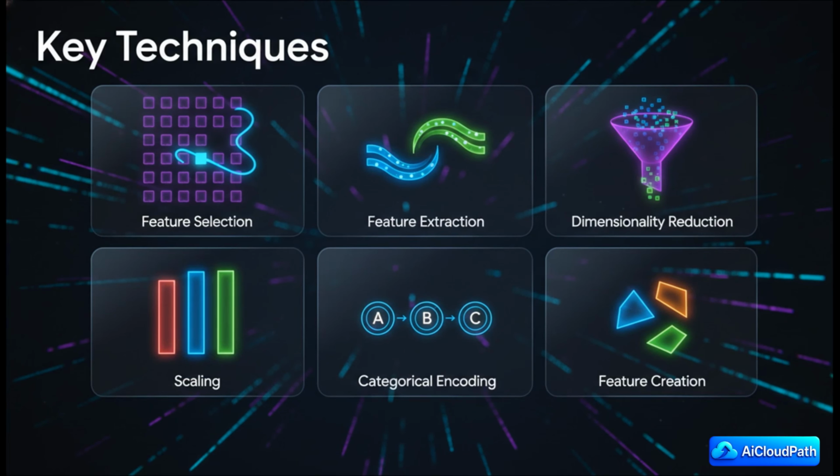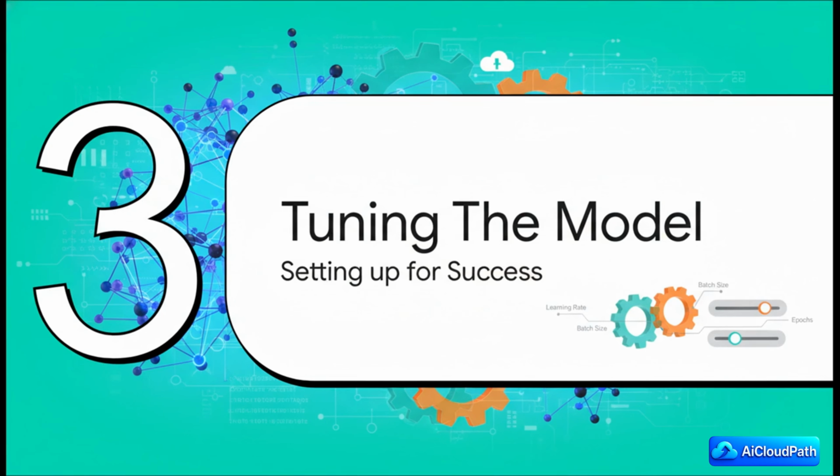So what does this actually involve? Well, here are the heavy hitters you gotta know. There's feature selection, picking the best variables, and ditching the noise. Feature extraction is really cool. That's when you create brand new features from your existing ones. Then you have things like dimensionality reduction and scaling, which makes sure all your numbers are on a similar scale. And finally, categorical encoding, which is just a fancy way of saying we're turning words into numbers so the model can work with them.